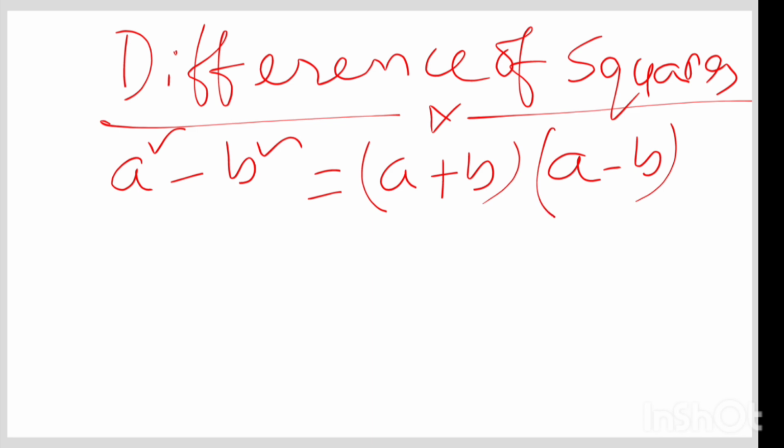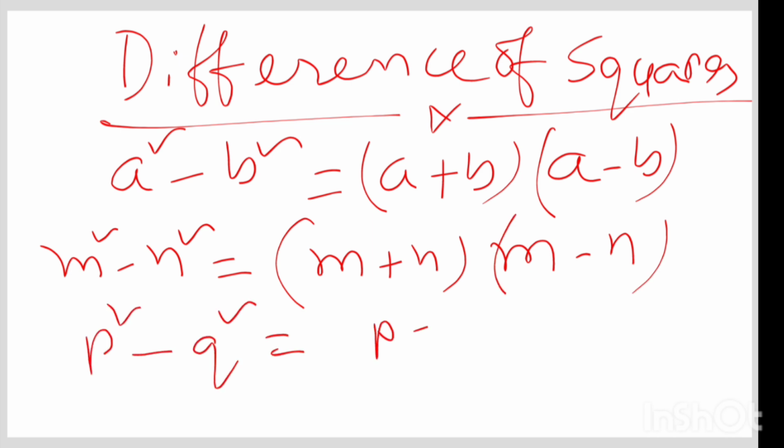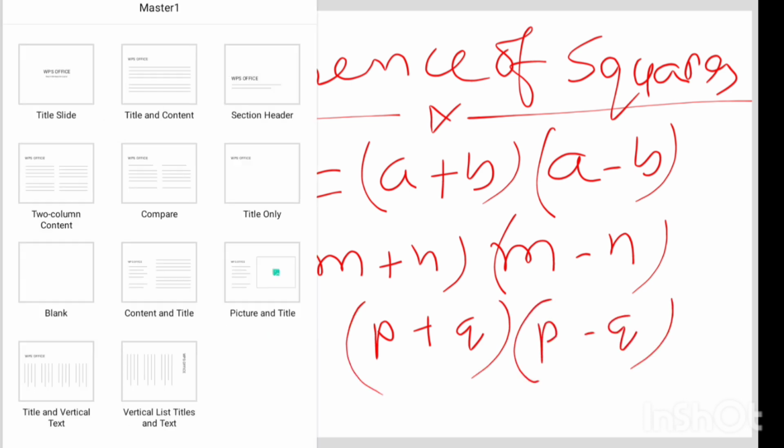We can always write a plus b, a minus b. m square minus n square, we can always write m plus n, m minus n, okay. Again some example, p square minus q square, p plus q, p minus q, okay.